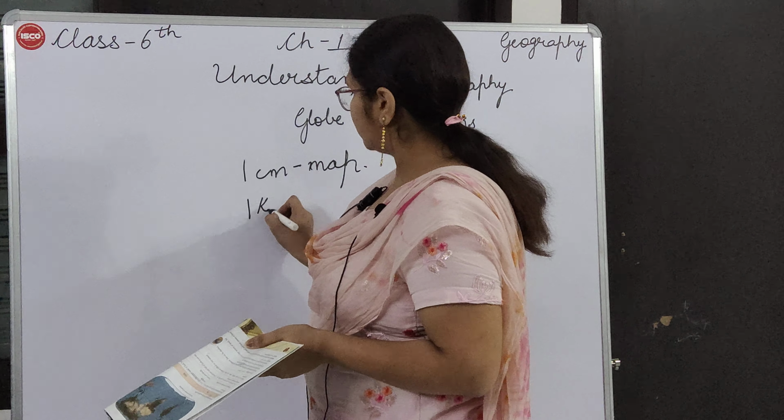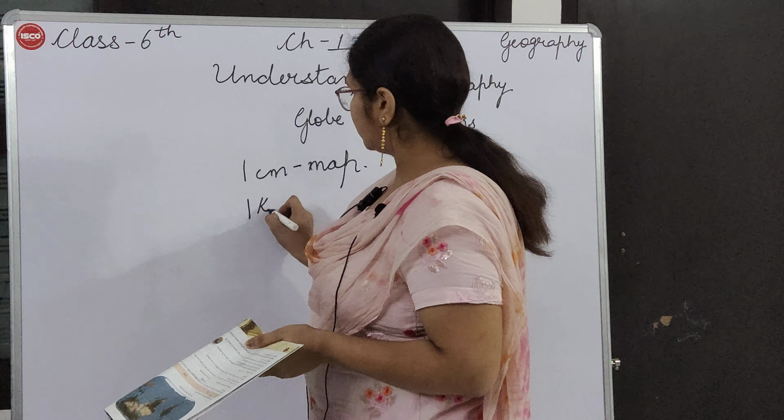Small scale maps cover a large area of the earth and show it with a lesser amount of detail, meaning only the main things are shown. For example, 1 centimeter is equal to 65 lakh kilometers. Here on the map we have 1 centimeter, and on earth it covers an area of 65 lakh kilometers.